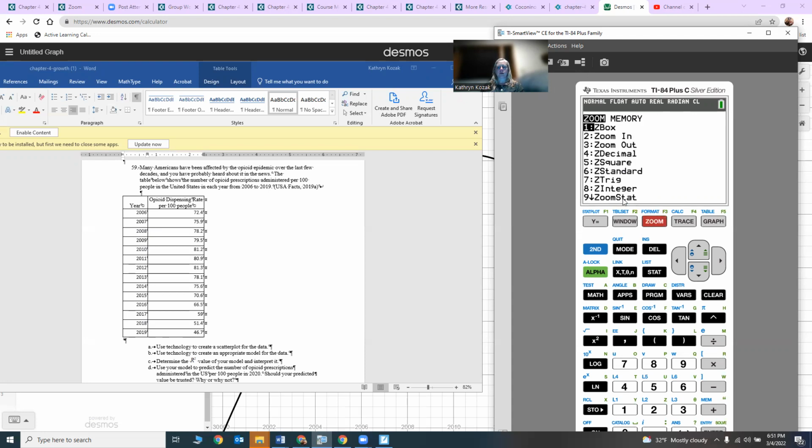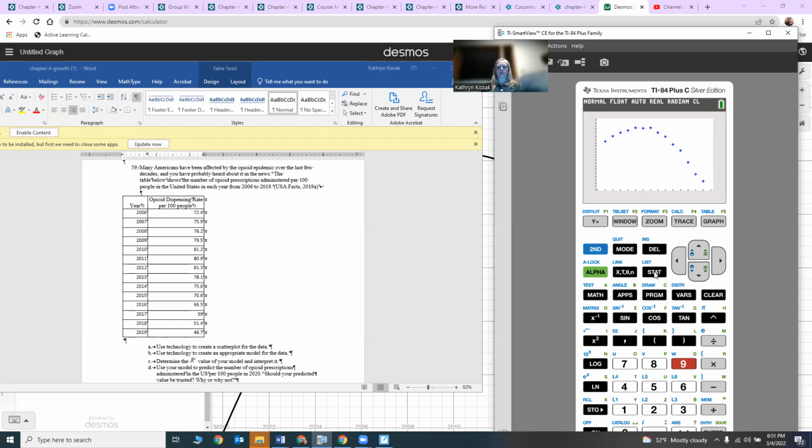I need to go to zoom, and I would like to do a zoom stat so that it actually fits my axes to my data. You can just hit the number 9 or arrow down to number 9 and hit enter. Now that I've done that, again, it looks very nice. Does look like a parabolic shape.